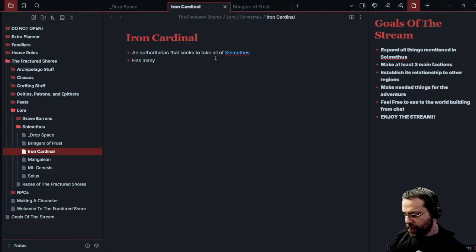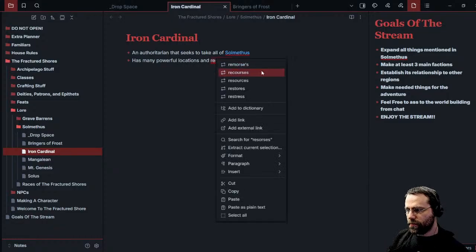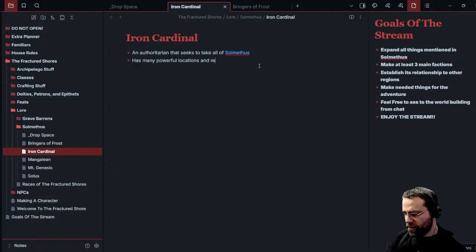Has many powerful locations and resources. Not recourses. Is there an A in there? Jeez. Learn to spell. Has many powerful locations and resources. To cut the church out. Entirely.